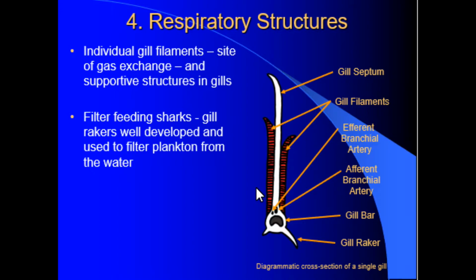And of course, if you're talking about filter feeding sharks, then they're not just using their gills to extract oxygen, they're also using their gills to filter out food from the water. So this is an individual gill filament, and this is the site of gas exchange, where there's a lot of gas in the water. It diffuses a very short distance over a very big surface area, and then you have a lot of oxygen in the blood.